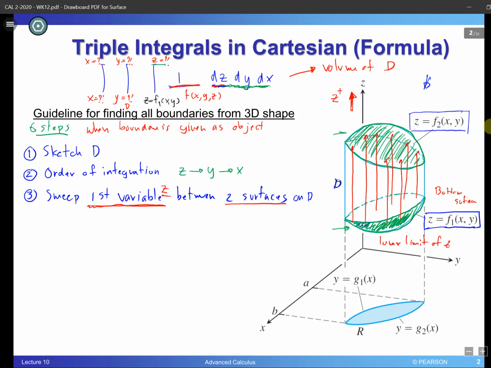Okay, so let me make a note right here. Lower bound for z. This one is the upper bound for z. So there you go. This f2, function of 2, is going to be the upper bound, so we know that upper bound right here has to be changed to z equal to f2 of x y. So let's put that right here. z equal to f2 x y.